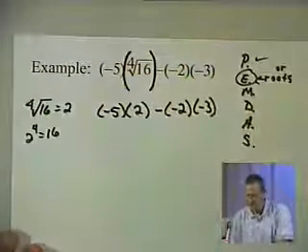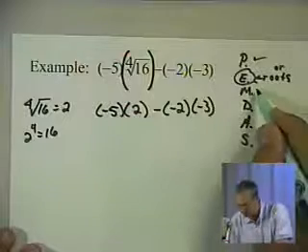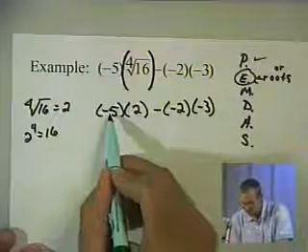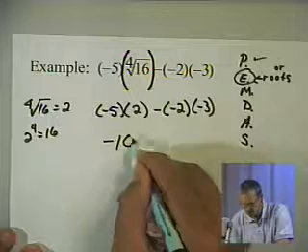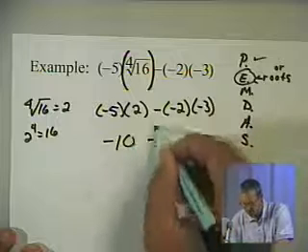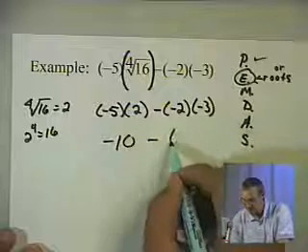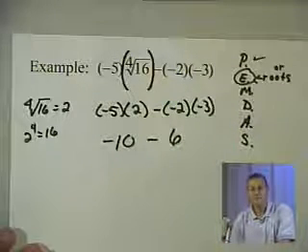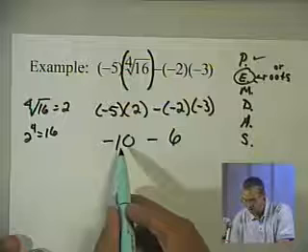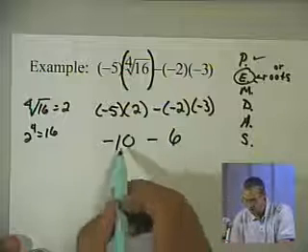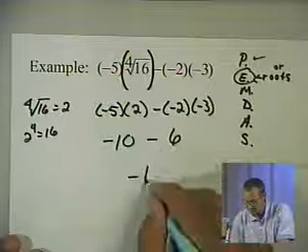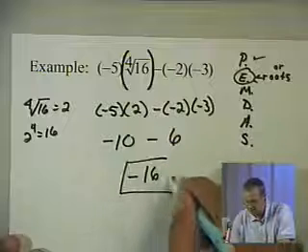Okay. Now let's go ahead and do multiplication. Negative 5 times the 2 is a negative 10. Minus, I'll just bring that down. Negative 2 times negative 3 is a positive 6. Okay. And now I'll add or subtract. I'll combine these, and a negative 10 and a negative 6 is negative 16.